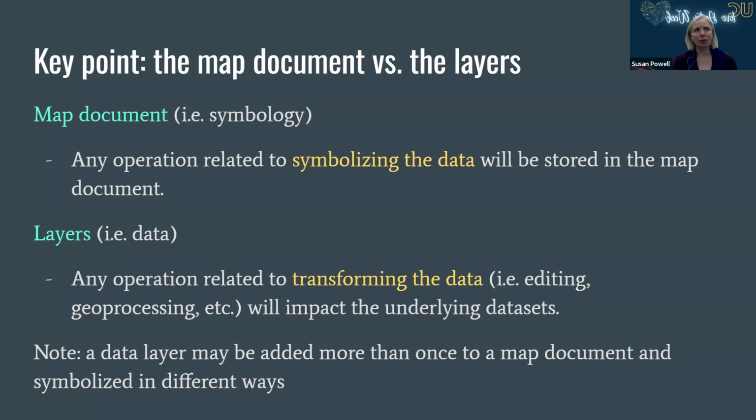Versus, let's say if I changed my chicken symbol from a chicken to a star, that would be stored within the map document. So that's one key distinction to make between the maps and the data that's within it.